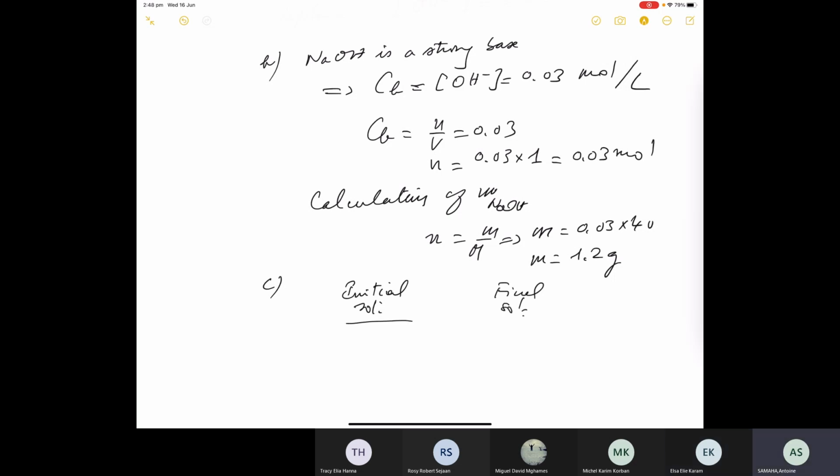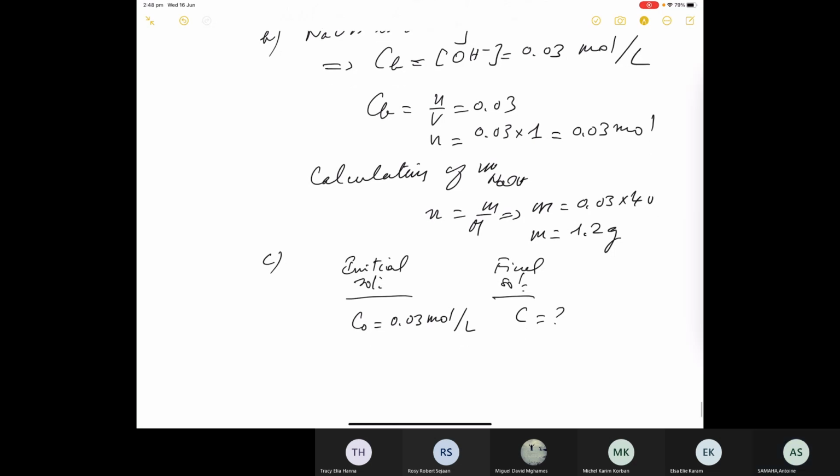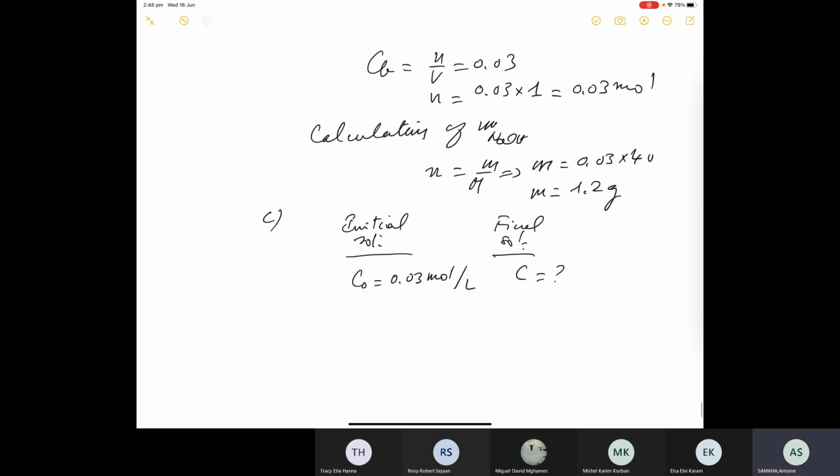In the initial one, C0 is equal to 0.03 mole per liter. C is to be calculated; I don't know it. Now V0 is equal to V, and V prime equals 2V.